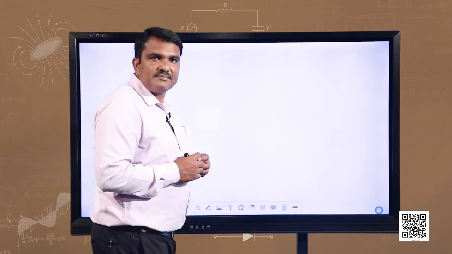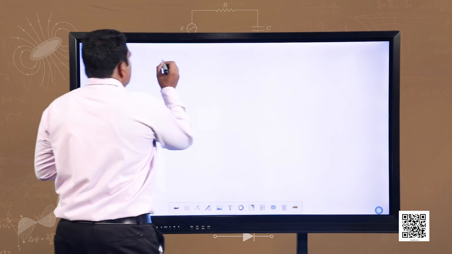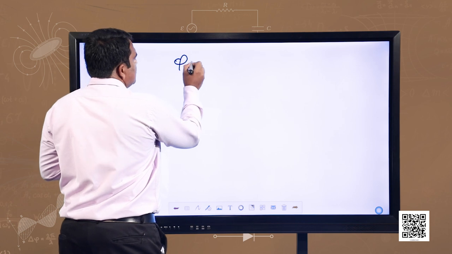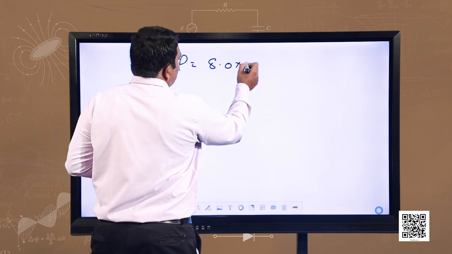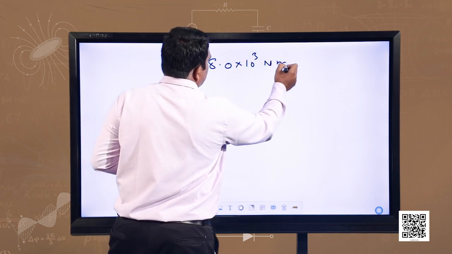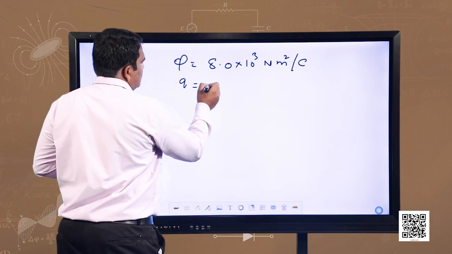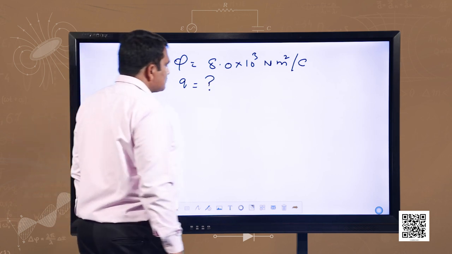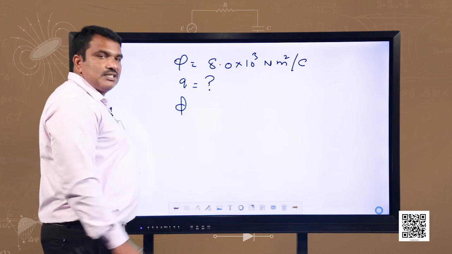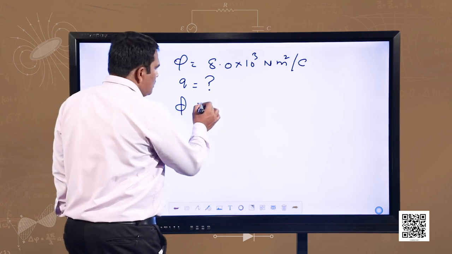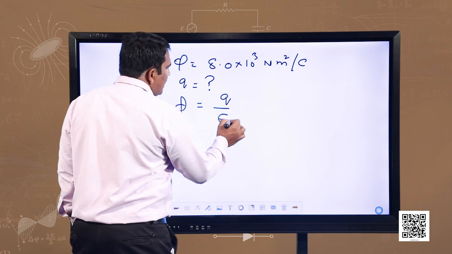So, let us start with the first part of this problem, in which you have to find the net charge inside the box, where you are given electric flux, which is 8.0 into 10 to the power 3 newton meter square per coulomb, and you have to find the net charge enclosed by the box. Now, from Gauss's law, you know that total electric flux passing through a surface is equal to the amount of charge enclosed by the surface divided by epsilon naught.